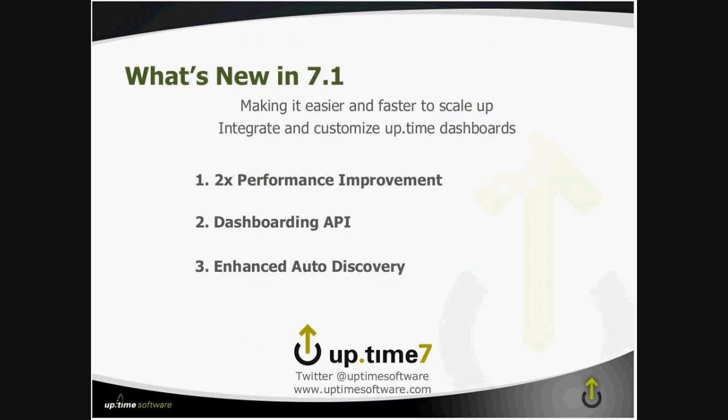Uptime 7.1 is all about making it easier and faster for you to scale up monitoring in your environment. It also helps you integrate and customize Uptime dashboards to display information from Uptime in whatever format and whatever location you're most comfortable with. So we have three key new capabilities in Uptime 7.1. The first is a substantial improvement in Uptime performance. The second is the availability of a dashboarding API, and I'll be talking about a few examples as well as some of the underpinnings of how this API functions. And the third is that we took some time to enhance our existing auto-discovery to make it easier for you to ramp up monitoring in your environment and get systems and servers into Uptime for monitoring as quickly as possible.